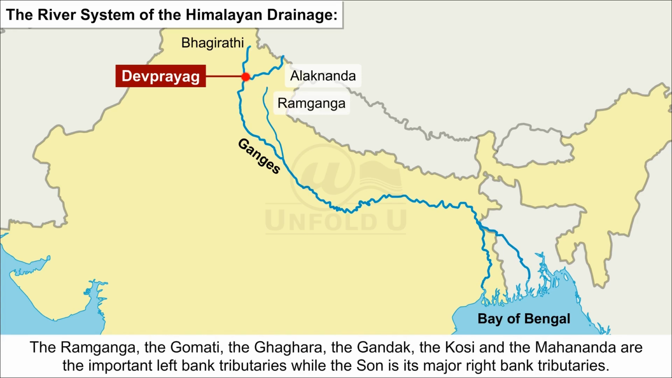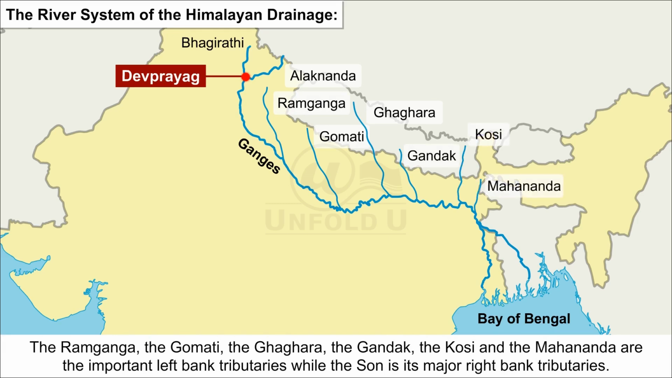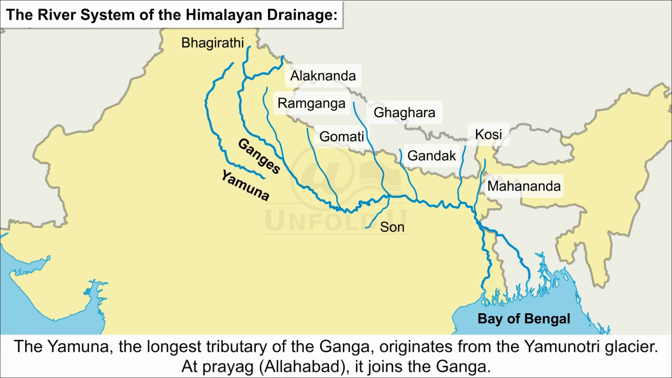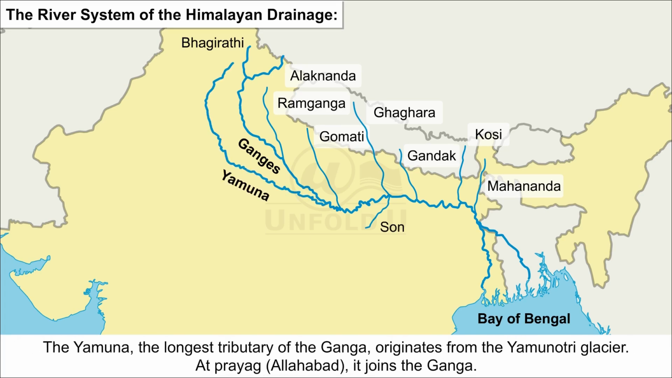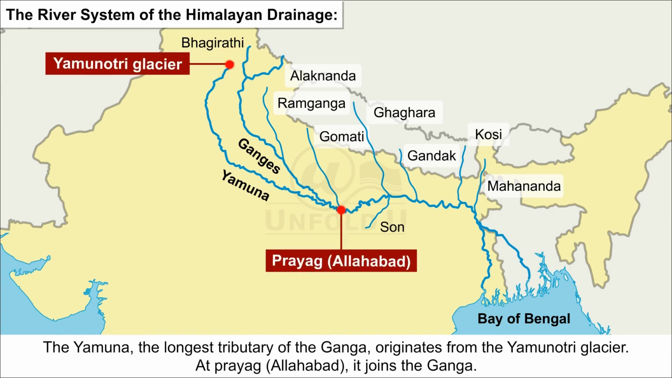The Ramganga, the Gomti, the Ghagra, the Gandak, the Kosi, and the Mahananda are the important left bank tributaries, while the Son is its major right bank tributary. The Yamuna, the longest tributary of the Ganga, originates from the Yamunotri Glacier. At Prayag, Allahabad, it joins the Ganga.